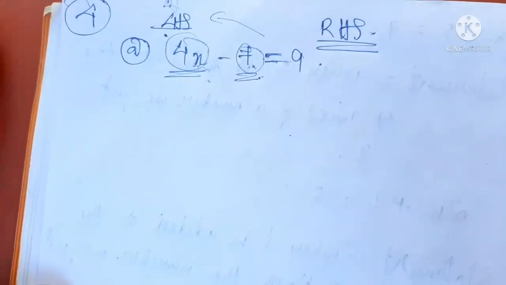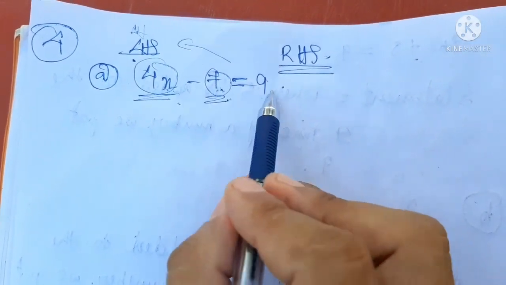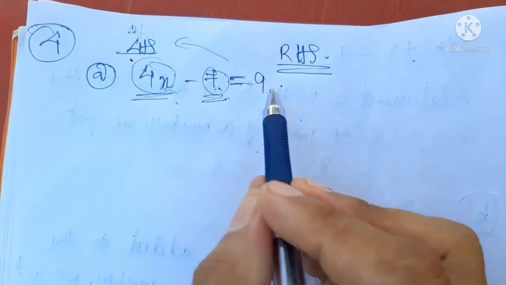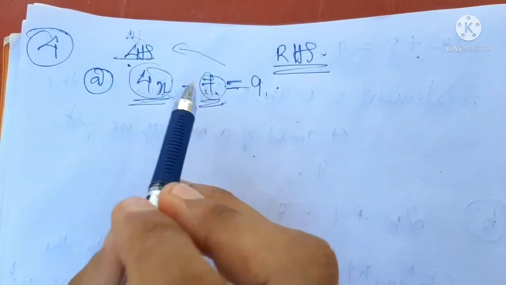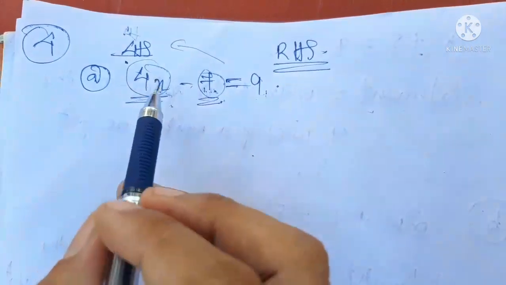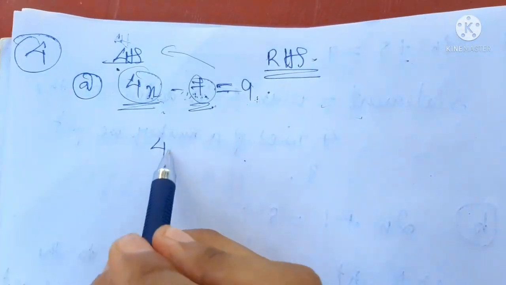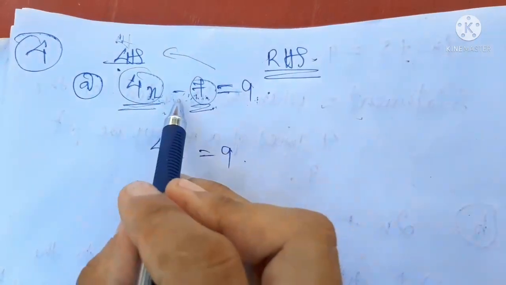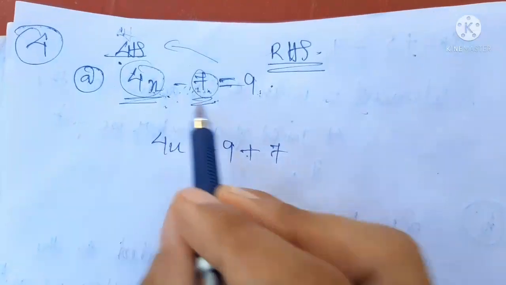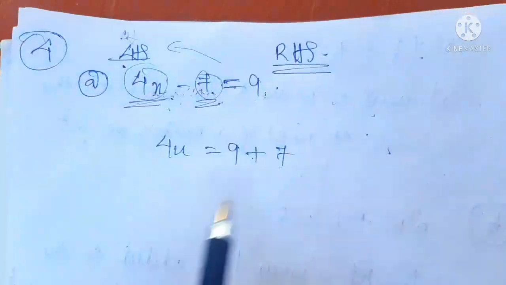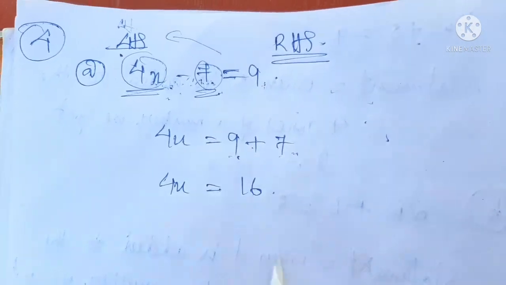On the right hand side, is it a variable or a constant term? Yes, it's a constant term, because there is no variable here, right? So this constant term you will transpose, which means it goes from the left hand side to the right hand side. So 4x plus 7, if it goes to the right hand side, it will be minus. If it's minus, then it will be plus. If you add these two, you will get here 16.